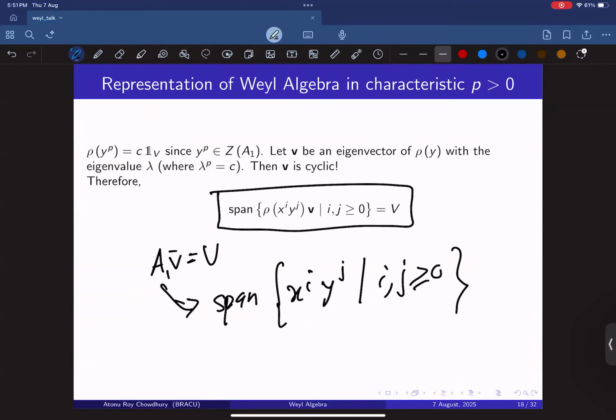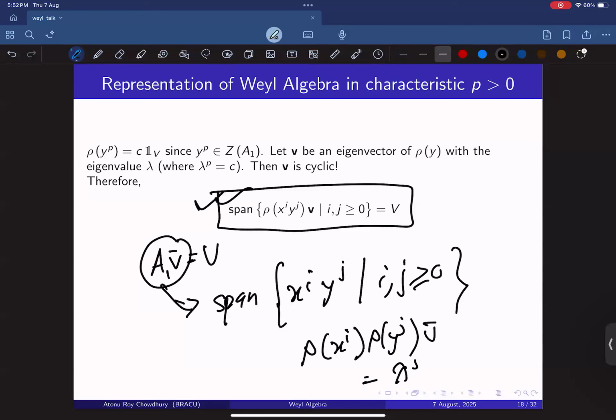Since this spans A1, when we write A1 V, we are basically saying that every element of A1 is acting on V. Therefore, this set, rho of x to the i, rho of y to the j, V, spans everything. Now, since V is an eigenvector for rho of y, if we act rho of x to the i, rho of y to the j on V, we are going to get lambda to the power j, rho of x to the i, V, right? Because lambda is the corresponding eigenvalue for the eigenvector V.